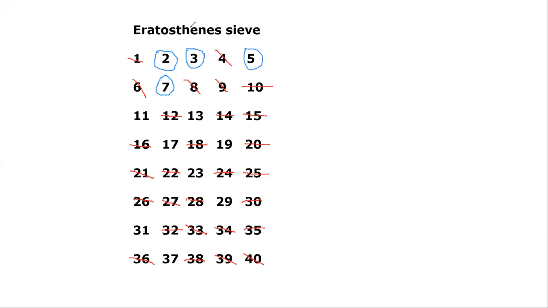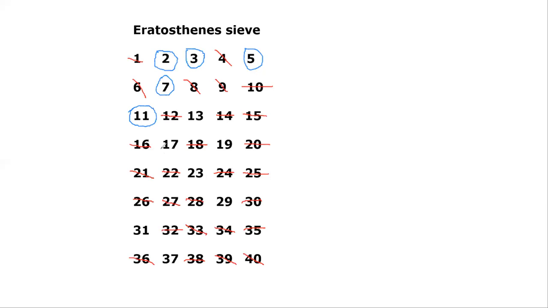Then you circle the next number that is not cancelled. The next number that is not cancelled here. From 7, 8 is the next number, but it has been cancelled. 9, it has been cancelled. 10, it has been cancelled. So the next number that is not cancelled is 11. Then you cancel all the multiples of what? 11. All the multiples of 11, then 22 has been cancelled. Then you move on.